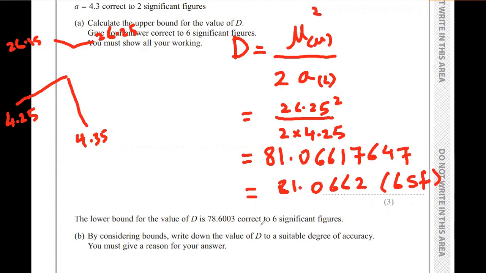Right, if I look at this answer, 78.6003, and if I also look at my answer from part A, which is the upper bound for d, at the moment they're different from each other. So what should we do? What can we do so that they agree with each other? What I can think of is, if I round them both to the nearest 10, both of them will become 80. So the answer will be 80.